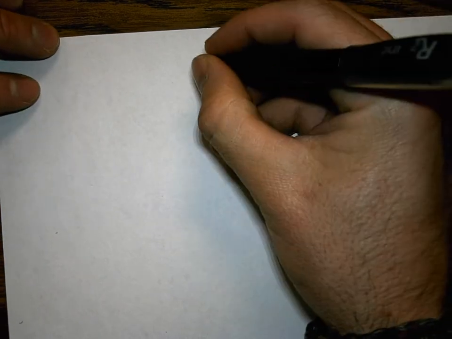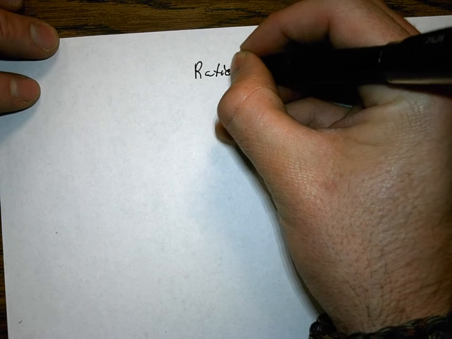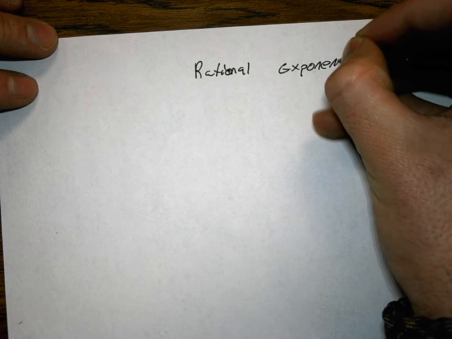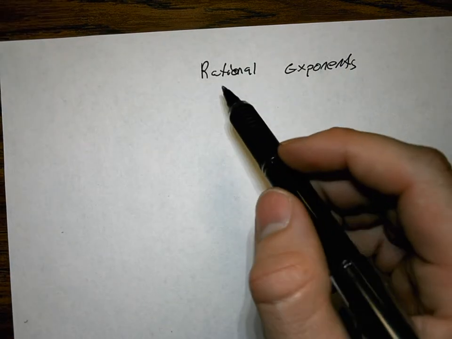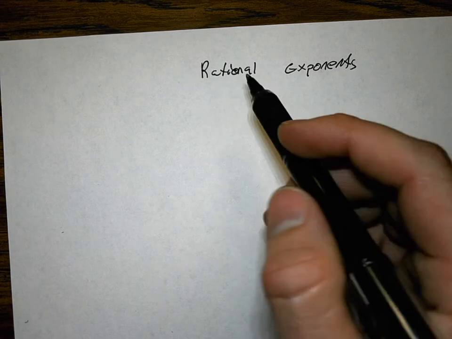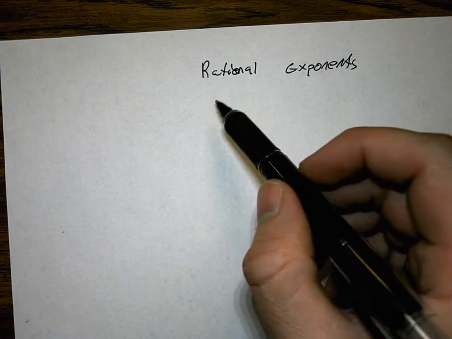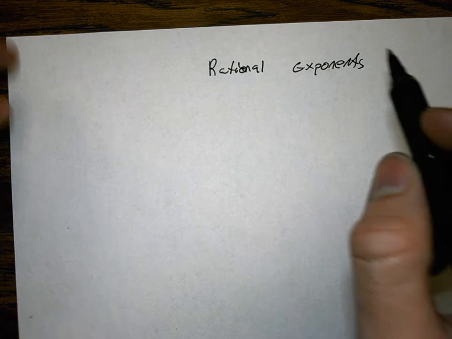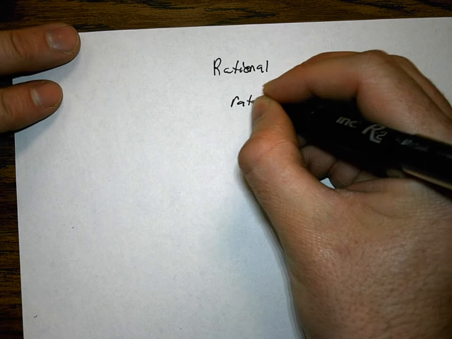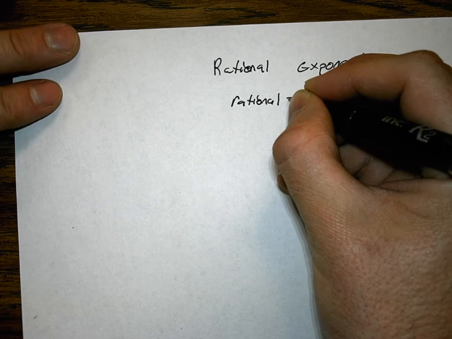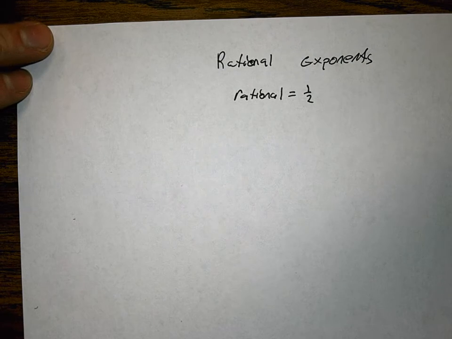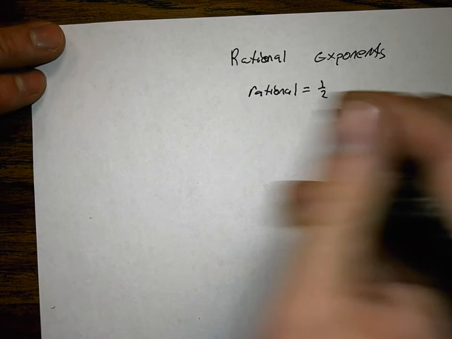Okay, so what we're going to discuss now is rational exponents. Now, rational we talked about in class. A rational number can be written as a ratio, which means like a fraction. An irrational number cannot be written as a ratio. So really we've defined rational as a number similar to a fraction. So something like 1/2.